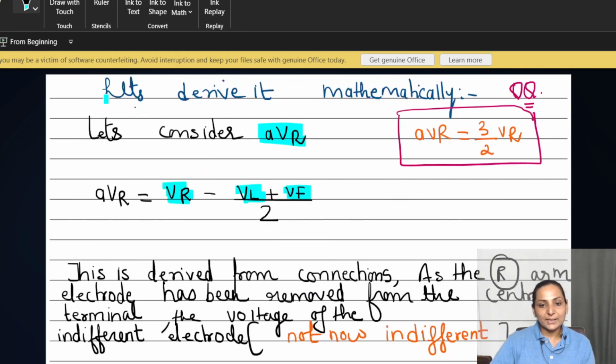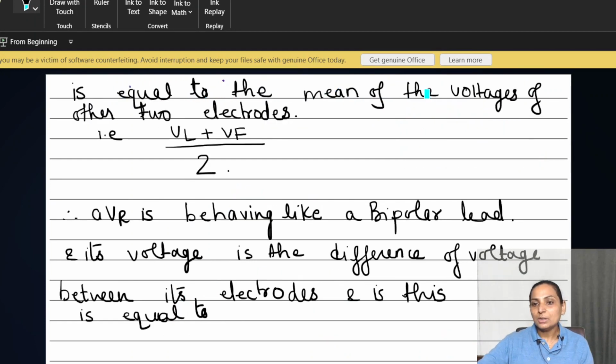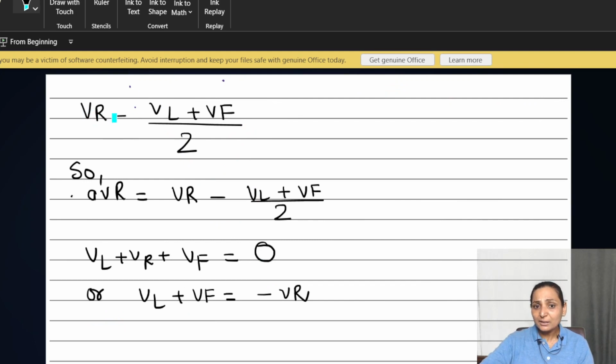Now okay, come back. So this is derived from the connections because the right arm electrode has been removed from the central terminal. So now it is equal to the mean of the voltages of the two electrodes, that is VL plus VF divided by 2. Therefore now AVR, though we say that it is unipolar, actually it is behaving like bipolar, because it is having one positive terminal and one negative terminal, and its voltage is the difference of the voltage between the electrodes. And what is this equal to? This is equal to VR minus VL plus VF divided by 2.